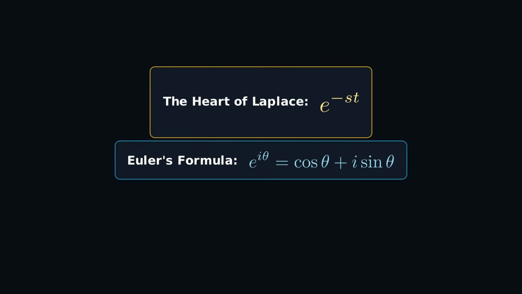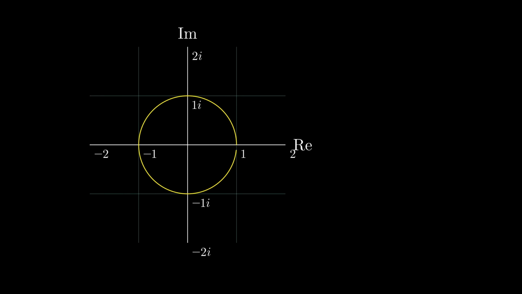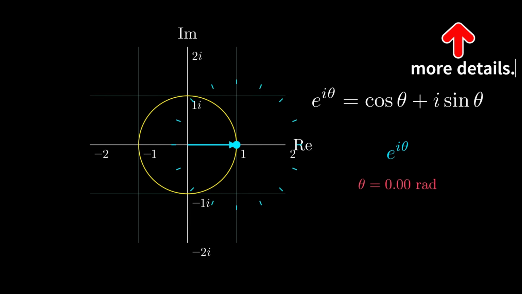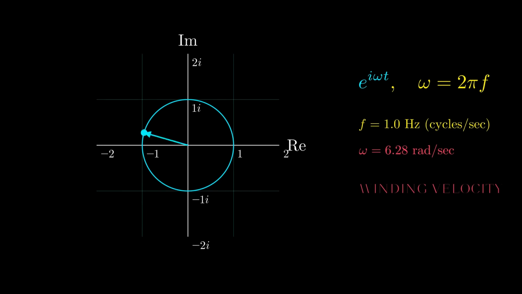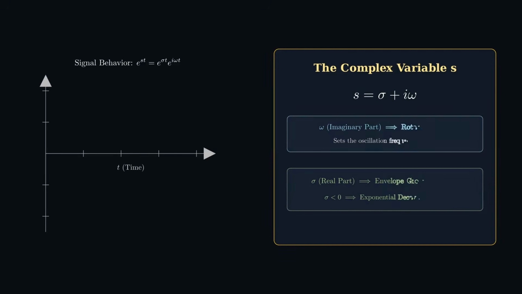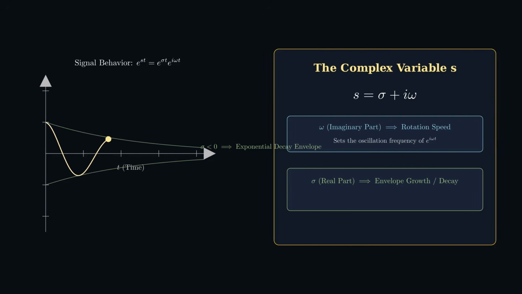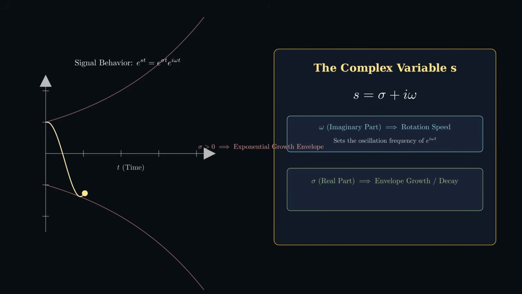To understand this exponential term, recall Euler's formula, e raised to i theta. On the complex plane, e raised to i theta is a recipe for rotation along a unit circle. When we introduce time as i omega t, omega represents the angular velocity, controlling how fast our vector spins. Instead of using a purely imaginary frequency, Laplace introduces a complex variable, s equals sigma plus i omega. Here, omega sets the rotation speed, while sigma controls an exponential decay or growth envelope over time.